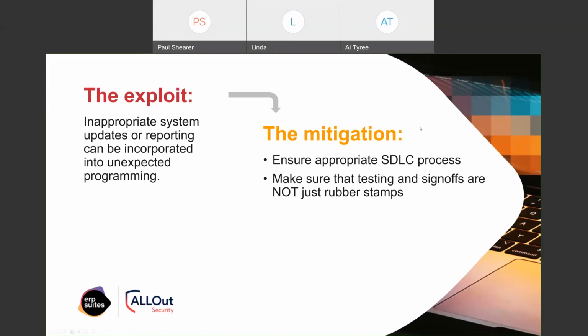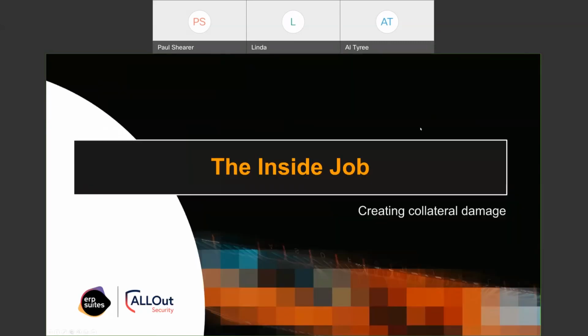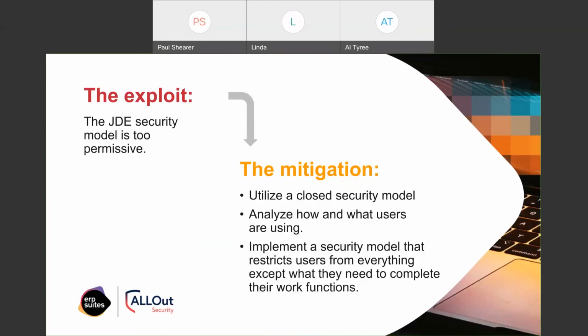Good advice, Linda. So moving to our next threat vector, and we've already talked about this a little bit, the inside job, how people within your organization can be the weakest link. So we already talked about this a little bit as well.